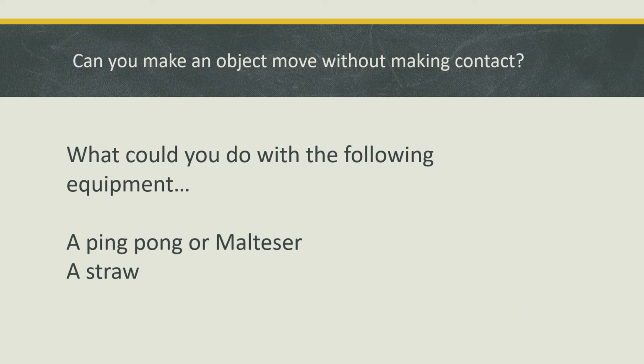Okay, so I mentioned yesterday in our Zoom meeting that for today's lesson you might need a Malteser, a straw if possible, or some kind of small tube. If you could go and get that, that would be great, or a ping pong. There are some ping pongs in school that the children in school could use, and some straws as well. Okay, so how could you make an object move without touching it, without physically touching it? Hopefully you can think of some ideas here.